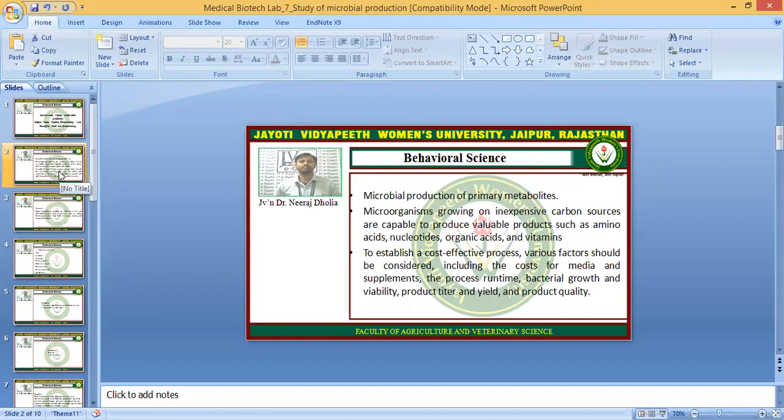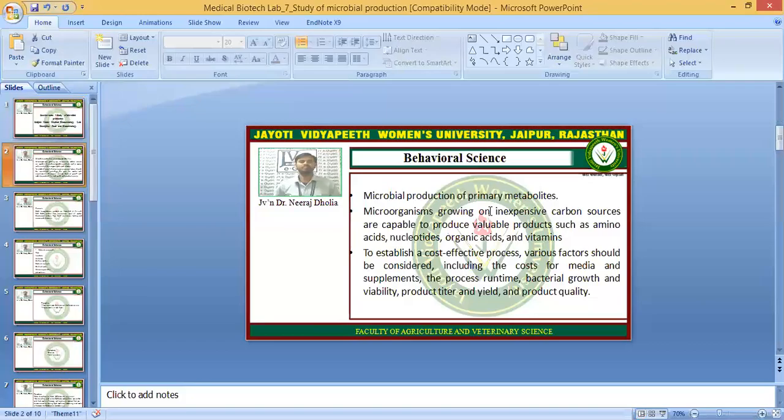So generally the primary metabolites are produced in the microorganisms, and the process is known as fermentation. In the bioreactors, bioprocessors, various types of primary metabolites are produced. Generally the microorganisms are grown on inexpensive carbon sources, and they are capable of producing valuable products such as amino acids, nucleotides, organic acids, vitamins, and many more.